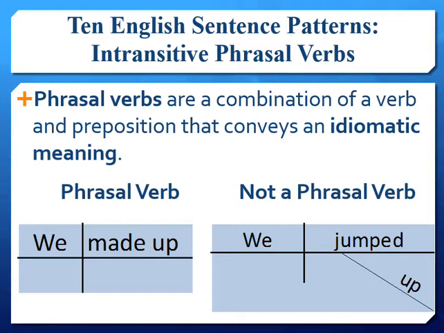The phrasal verb made up has the preposition up that does not correspond with the meaning of the word up, but is an essential particle to conveying the meaning of reconciled differences. Therefore, because the phrasal verb is idiomatic, the meaning from the preposition up attached to the verb made cannot be predicted. However, the combination of the verb jumped and the preposition up does not constitute a phrasal verb because the preposition up adds the meaning of direction of jumping and is predictable in its meaning.